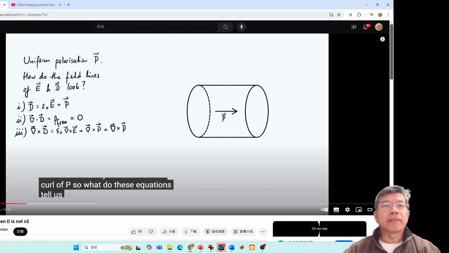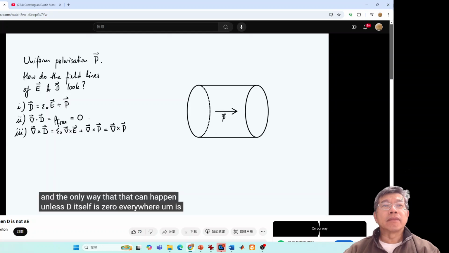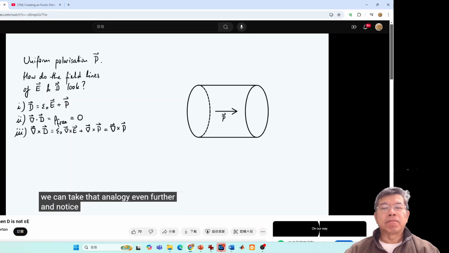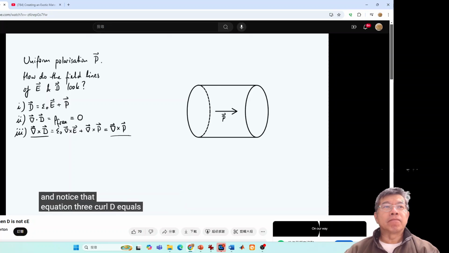So what do these equations tell us about the shape of the field lines? Well, equation 2, the divergence being 0, tells us that there are no sources or sinks of D in this particular system, and the only way that can happen, unless D itself is 0 everywhere, is for the field lines to form closed loops, so that they don't start anywhere and don't end anywhere. That already sounds very reminiscent of the field lines produced by either a solenoid or a bar magnet, right? Your B field lines form closed loops. And we can take that analogy even further and notice that equation 3 says curl D equals curl of P.